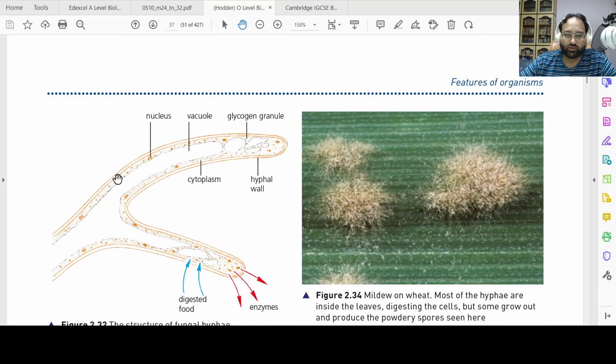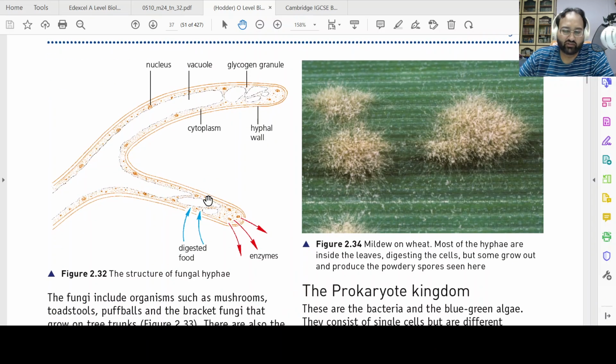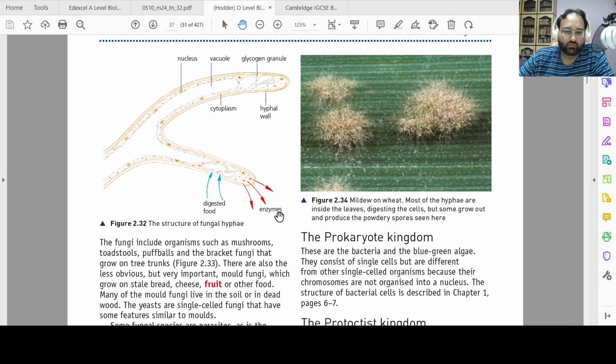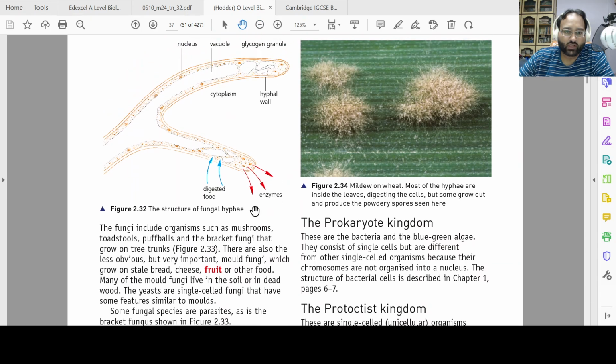you see that it's not compartmentalized. It's got a large vacuole, a continuous cell wall or hyphal wall, and continuous cytoplasm. There are many nuclei spread throughout. So it's different. This is the structure of fungal hyphae. Hyphae is plural with the E. If you remove the E, it's hypha, which is singular.